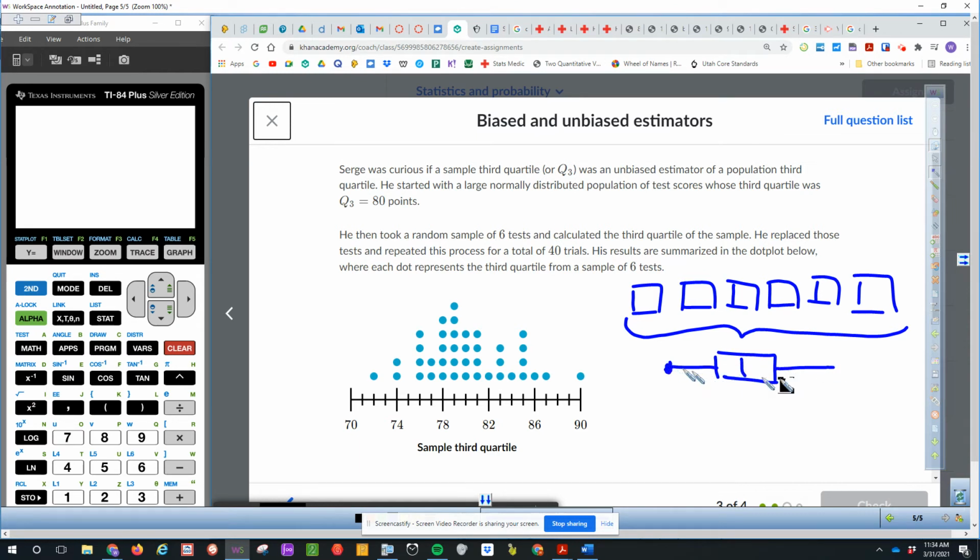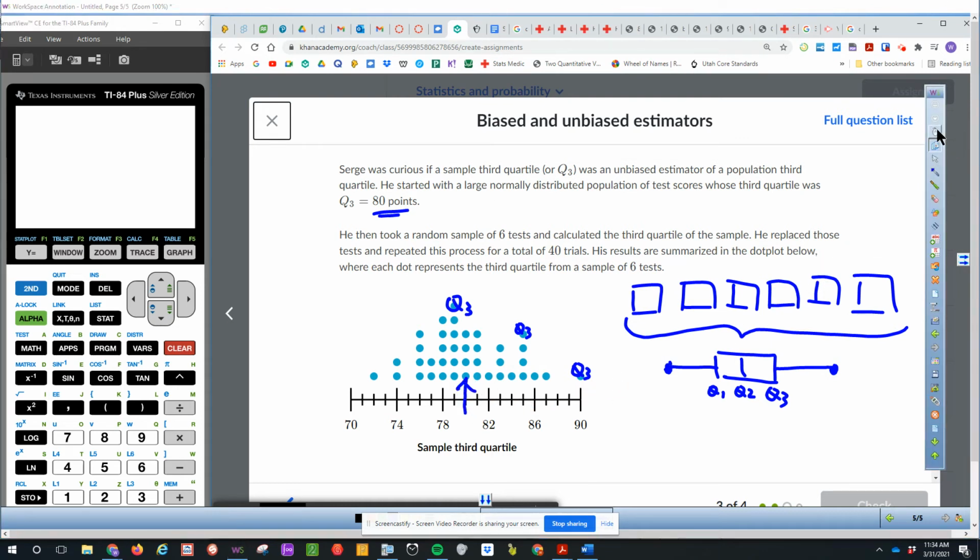This is the minimum, this is the maximum, and this is Q1, this is Q2. Q1 means first quartile, Q2 means median or the second quartile, and this is Q3, the third quartile. So every 6 tests, they randomly pick 6 and then they find the third quartile for these 6 tests. And that value, they put it here. So just imagine all those dots are the third quartile of a trial, and there are 40 trials. Here, the third quartile is at 80 points, right here.